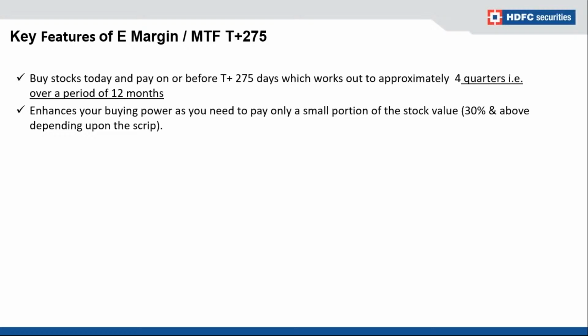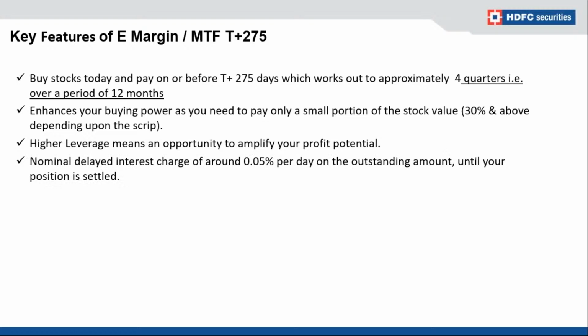Okay, and one more thing: E margin is only available in the equity segment, not in the FNO segment. This provides high leverage margin, which amplifies profit potential. And there is also an interest charge on that, so we will discuss how the interest works. Here the interest is 0.05% per day on the outstanding amount until your position is settled. That means it gives you 18% per annum, which we'll discuss one by one.